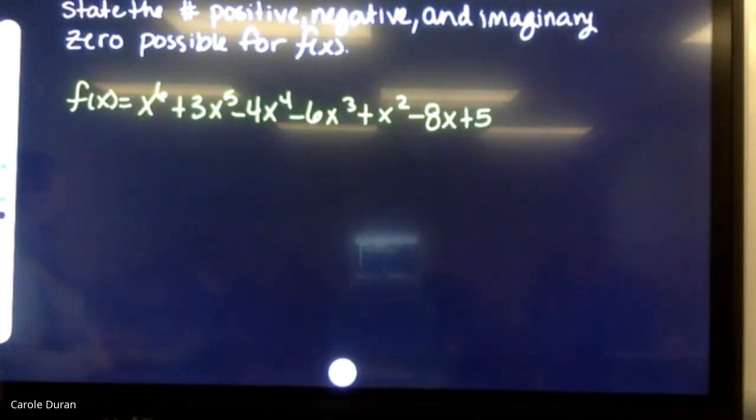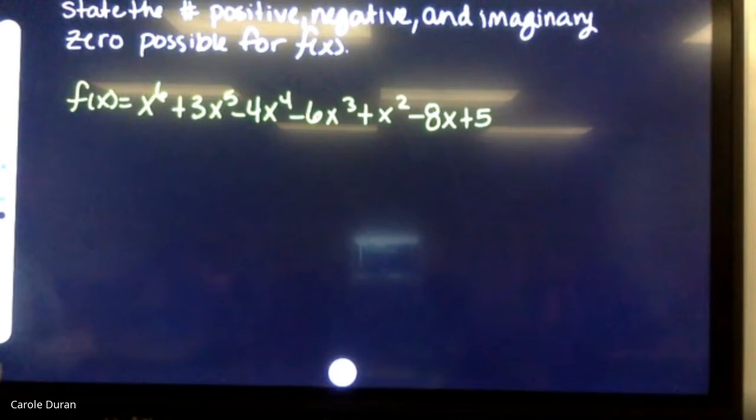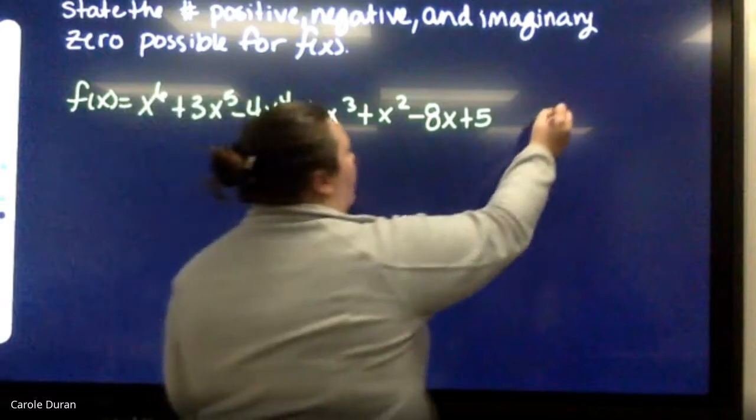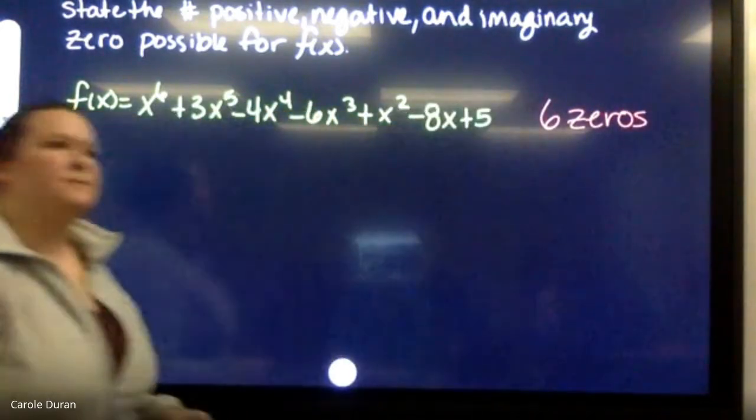So as I'm looking at this problem, the first thing I like to do is identify the total number of zeros I need to end up with. What would that be for this problem? 6, because my highest degree is a 6. So I always like to write that over on the side. That will come in handy in a few steps.